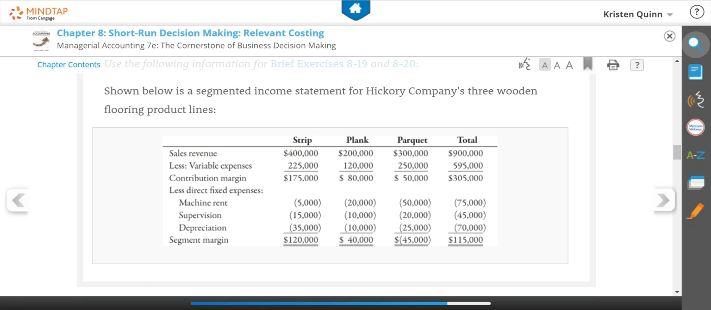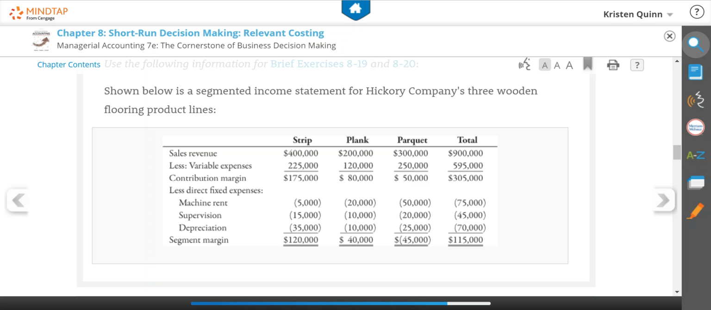In this example, we are going to be looking at the same information for Hickory Company that we looked at in brief exercise 8-19, but we're going to change one element, and that element is now going to be complementary effects. When we're talking about complementary effects, it means that by dropping one segment of our business, it's going to have an effect on other segments of our business.